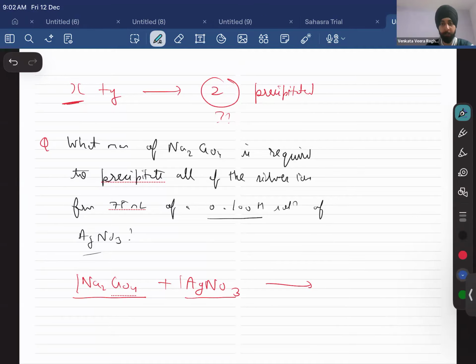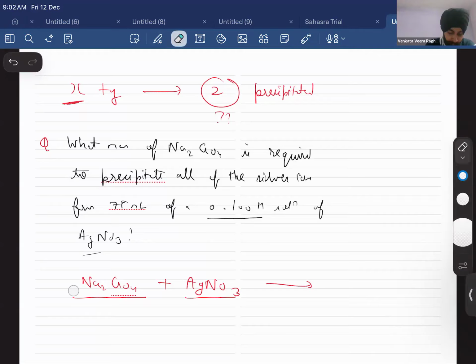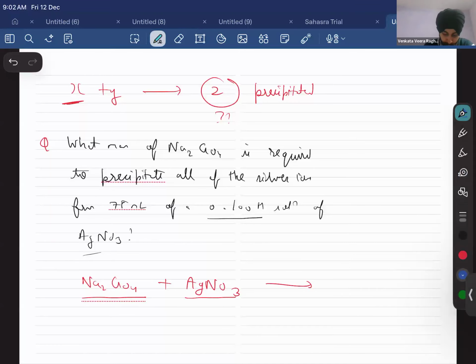So for the stoichiometry purpose, we have to write the reaction first. Otherwise, your question will be wrong. Okay, sir. It might be 1:1. It might not be 1:1. Okay. So we know that Ag is present in Ag plus form. NO3 is present in NO3 minus form. Na is present in Na plus form. Cr is present in CrO4 2 minus form. Is it okay? And when you are doing this reaction, it's nothing but a double displacement reaction. You know the double displacement reaction, right?